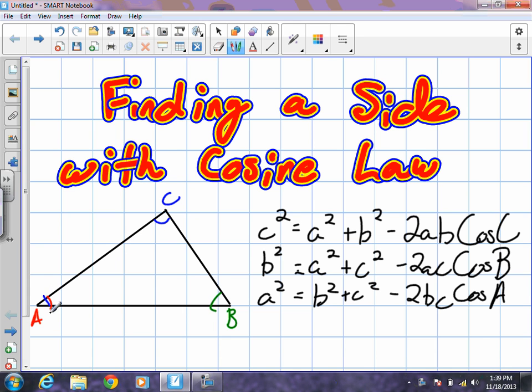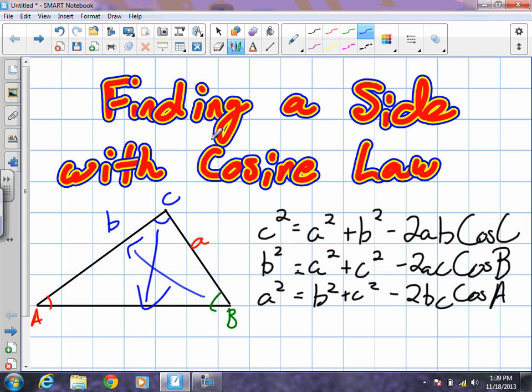So if this is angle A, that means this side here is what? Side A. Okay, and we'll just use a lowercase letter to represent it. With that same idea, that means this becomes side B, and this one is C. Good. So this would be side B. Oops, let's do that in green. And this would be side C.